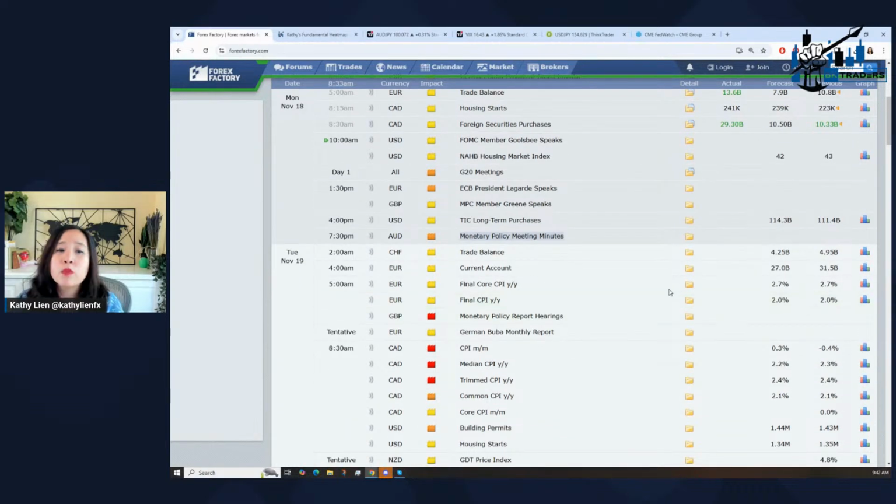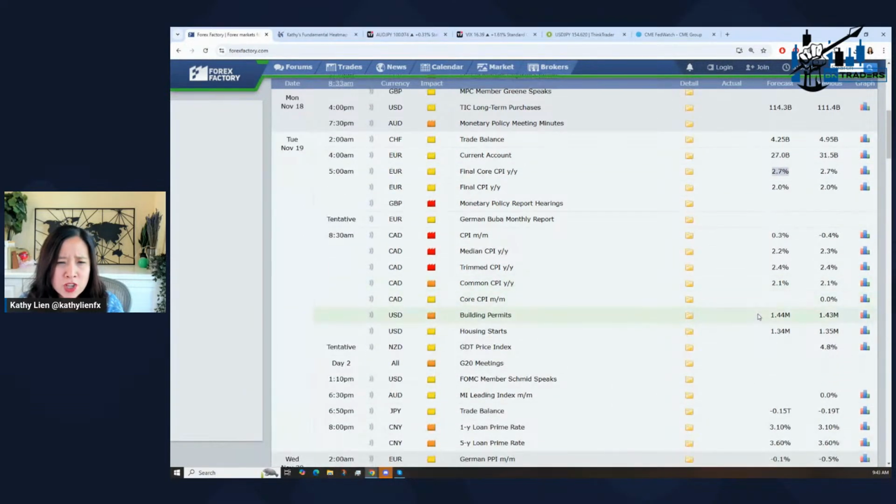Tomorrow, we have the Swiss trade balance. Once again, more weak Swiss data expected. These are the final CPIs. I don't think there's going to be any revisions to that.